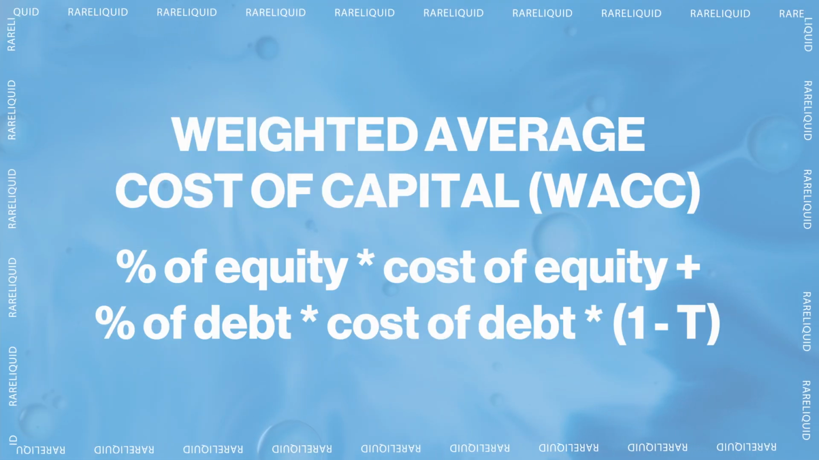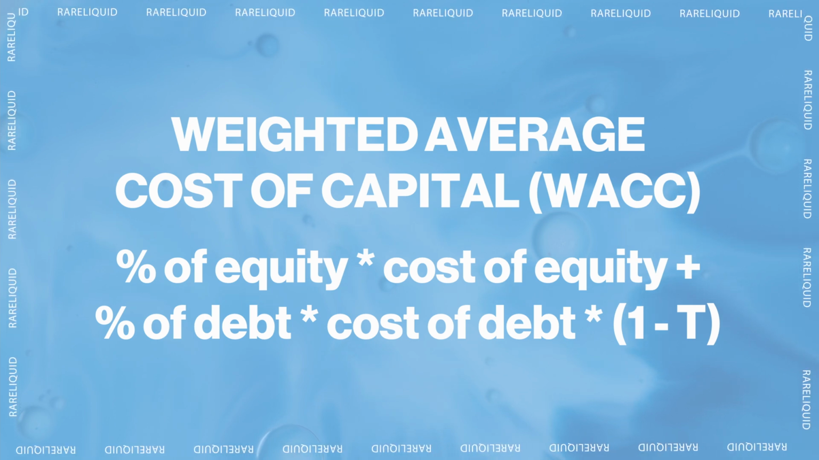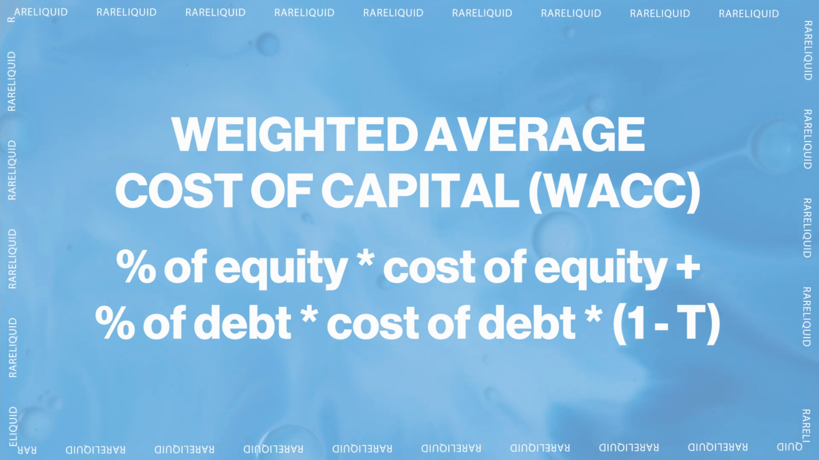Next up, let me show you how to calculate WACC for your DCFs. If you recall, the formula for WACC is percentage of equity times cost of equity plus percentage of debt times cost of debt times 1 minus your tax rate. When I first saw this formula, I was pretty confused by it. So let me walk you through how I find each of these assumptions and how to calculate your WACC, a little bit from start to finish.